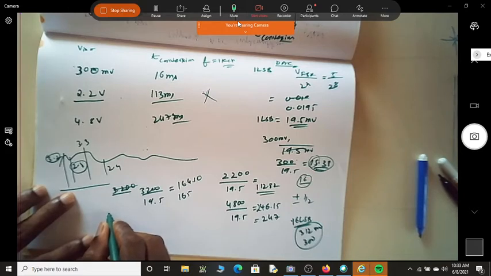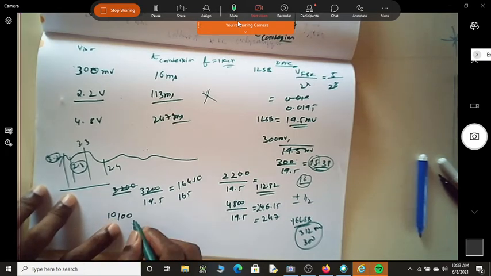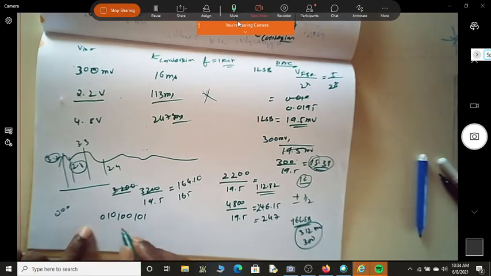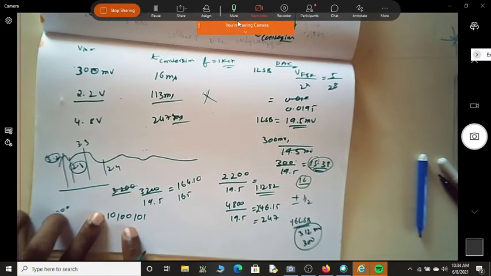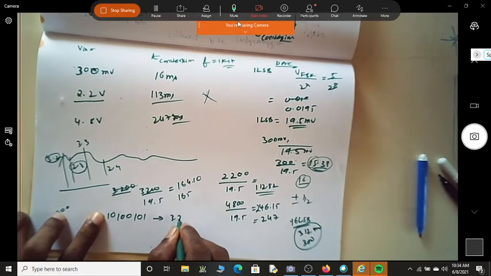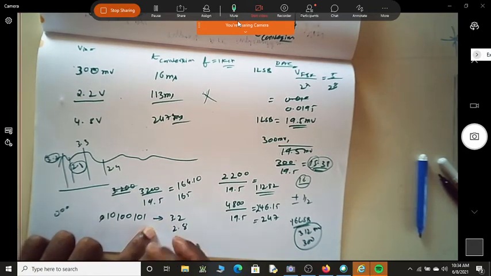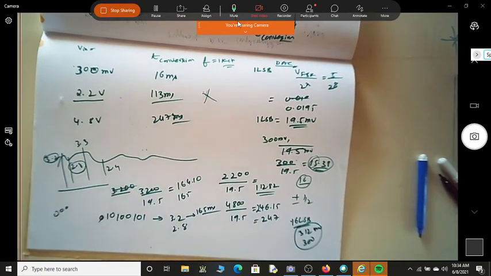10100101. Is it fine? Yes, sir. If it is 8-bit, 2468 of this one. Correct? Now this is for 3.2. Assume that your next voltage is 2.8, because we know that for 3.2, how much time does it take? Will it take 165 milliseconds, starting from scratch? Yes, sir.